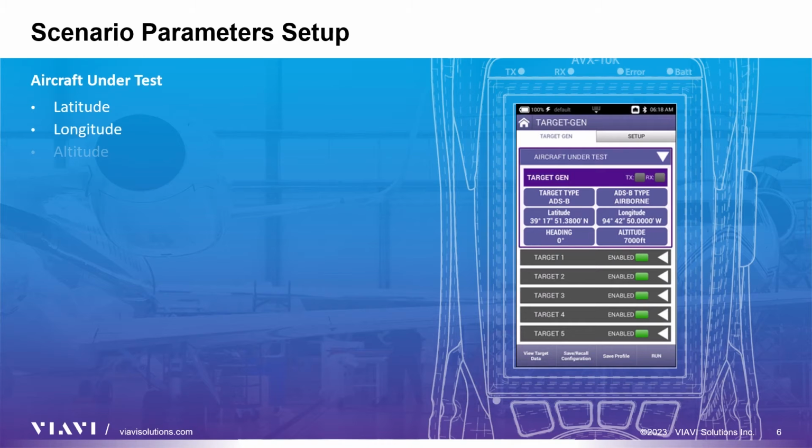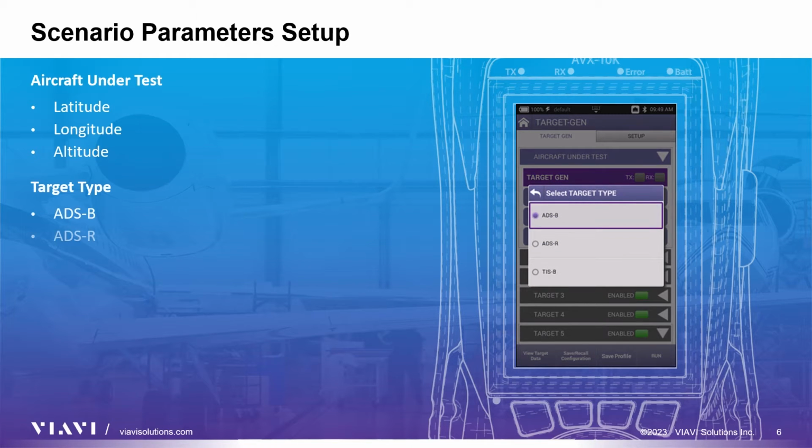Once a scenario has been loaded, any of the values displayed with a blue background can be changed as desired. Enter the latitude, longitude, and altitude of the aircraft under test. This is the reference point that the 5 targets will be using. Target type can be set to ADS-B, ADS-R and TIS-B. If target type is ADS-B, the ADS-B type can be toggled between airborne and surface.